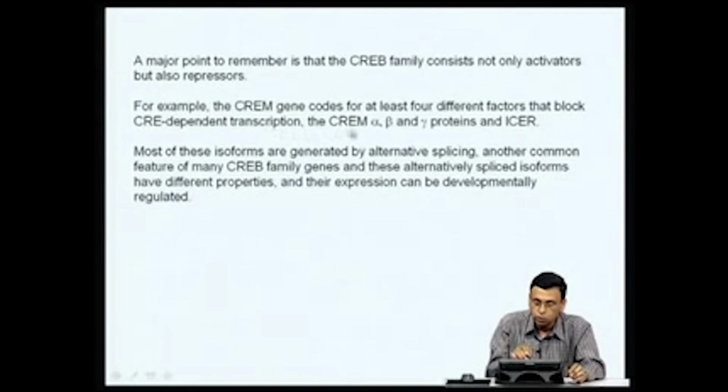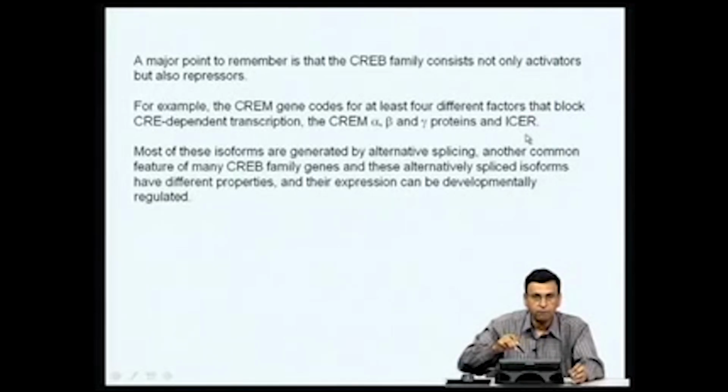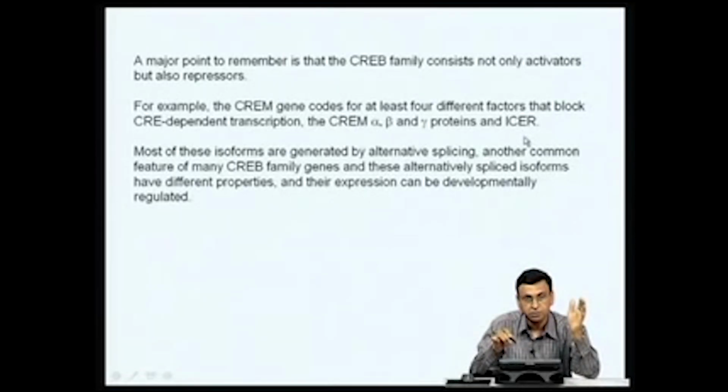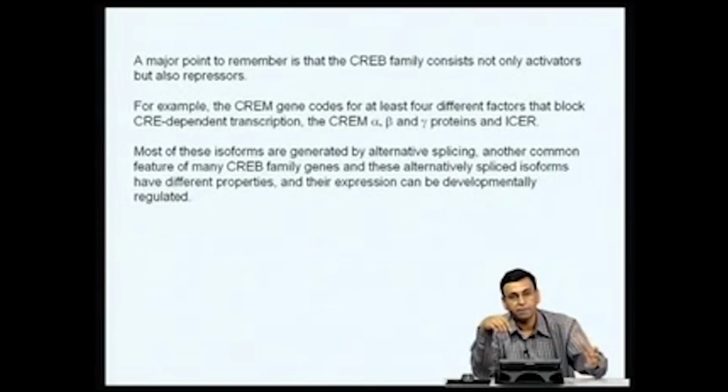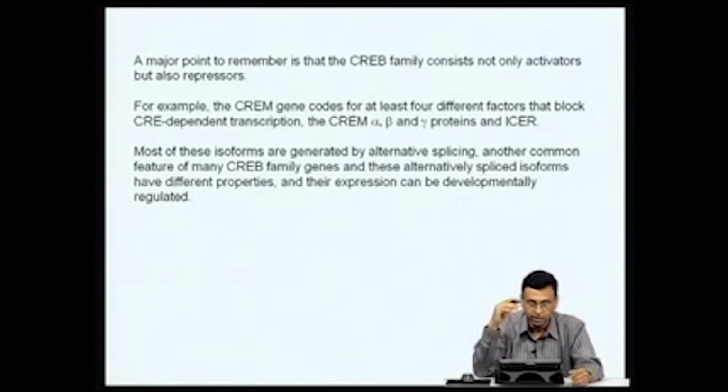As I mentioned earlier, the CREM gene codes for at least 4 different factors that block CREB dependent transcription, namely the CREM alpha, beta and gamma proteins as well as ICER. So, among the various members of the ATF CREB family of transcription factors, CREM alpha, beta, gamma and ICER act as negative regulators of transcription. And if you remember what I told you earlier, the P2 promoter of the CREM gene contains a cyclic AMP response element, and therefore, when cyclic AMP is induced, CREB can bind to these cyclic AMP response elements and induce the expression of ICER. ICER can then compete with CREB, and there is a competition between CREB and ICER leading to down regulation of the cyclic AMP response.